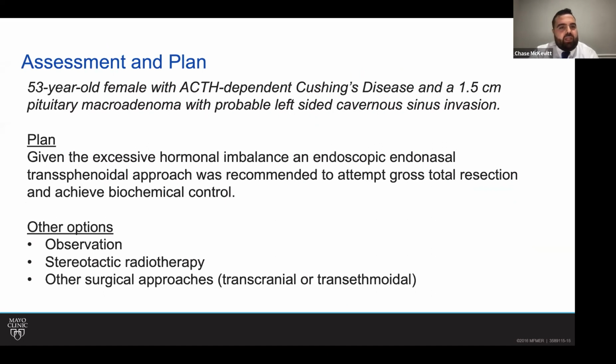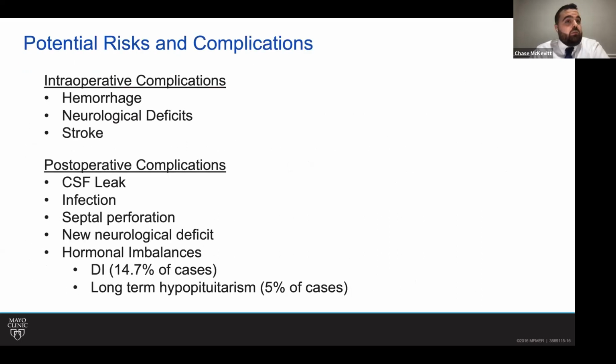We came up with a plan that we thought was best for her: an endoscopic endonasal transsphenoidal approach to attempt a gross total resection. We thought this would be the best chance we had to achieve hormone control of her excessive hormonal imbalance. Other options for her were observation, stereotactic radiotherapy, or other surgical approaches.